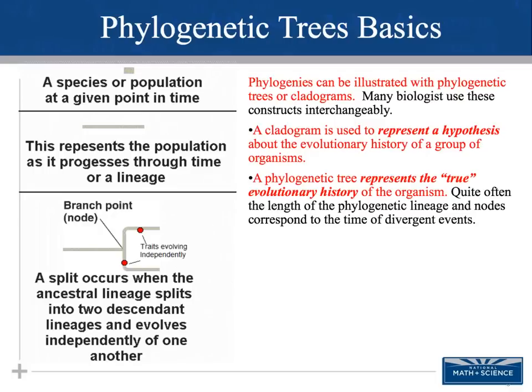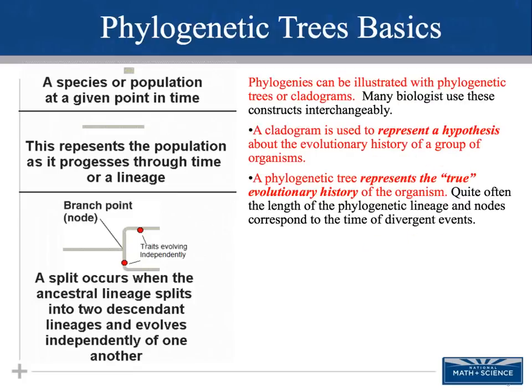So a cladogram is what we use to represent a hypothesis about the evolutionary relationship or history of a group of organisms. This is how we think they fit together. This is how we think they have evolved based on who is in this group. Whereas a phylogenetic tree is one that represents the true evolutionary history of the organism. So we know for a fact, or we're very, very certain that this is the actual truth. So this one's a hypothesis, where this one's more proven, if you want to think of it this way.